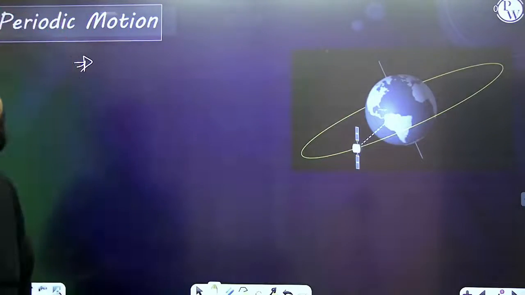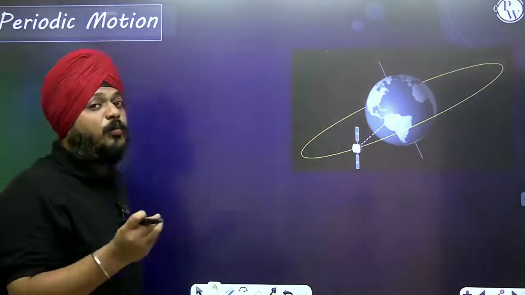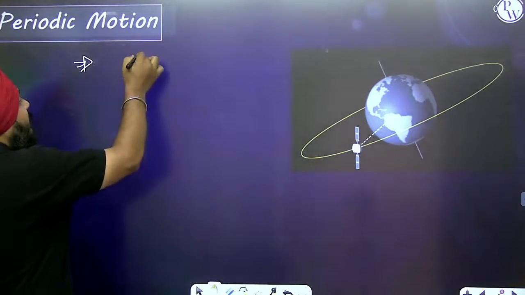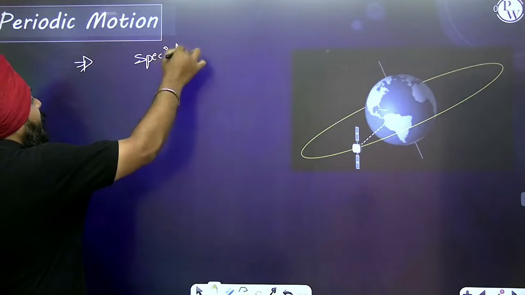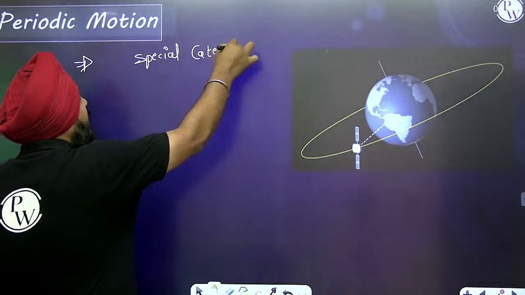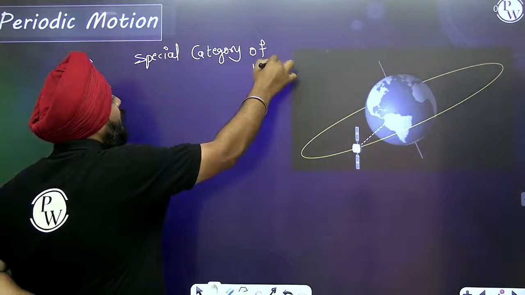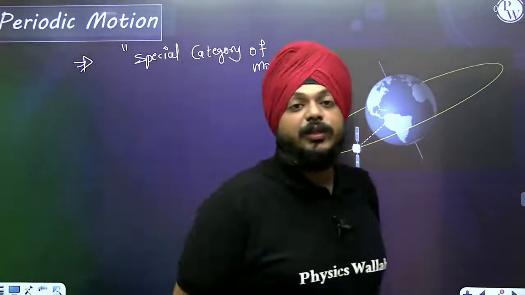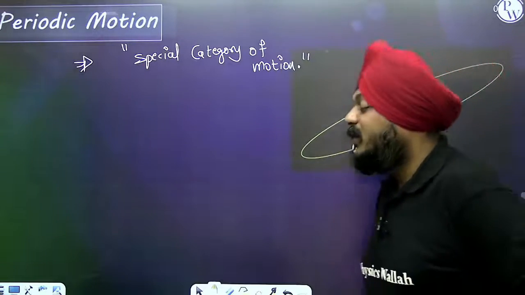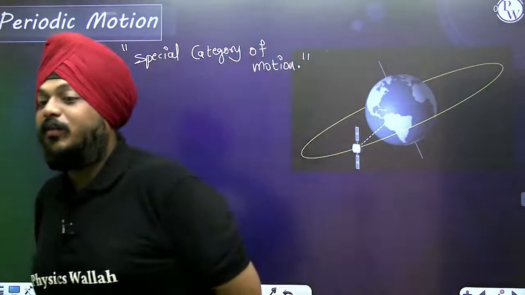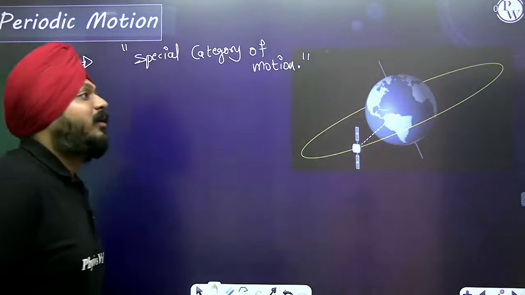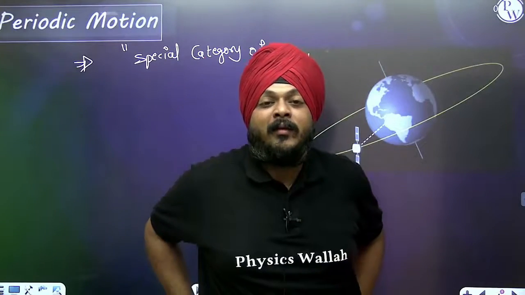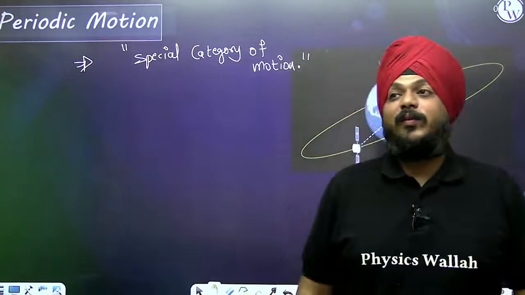So first, periodic motion. Rather than moving on to any kind of technicalities, I am just writing that periodic motion is a special category of motion. Now students will be saying, sir, what kind of special? Is it included in physics or not? Yes, bacha, it is included. If it is included in physics, then whatever special it is lies within it.